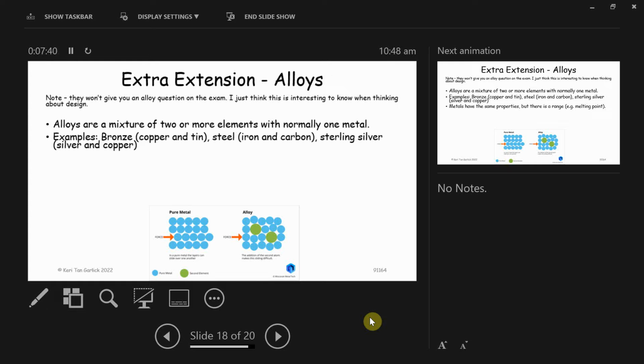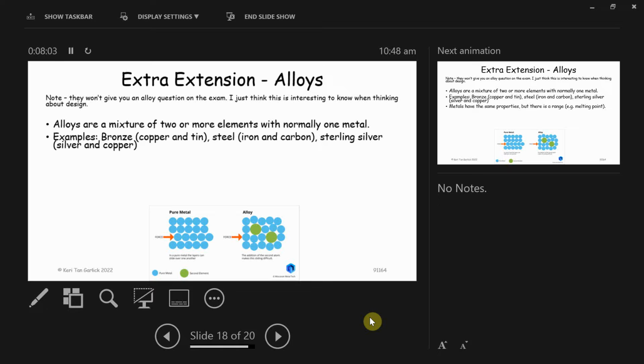Steel is another one, and that's because we're using iron with some carbon in there. Sterling silver is often what you see as jewelry. You'll notice it's marked as sterling silver, I think, 935. So it's 93.5% silver, and the rest is usually copper.